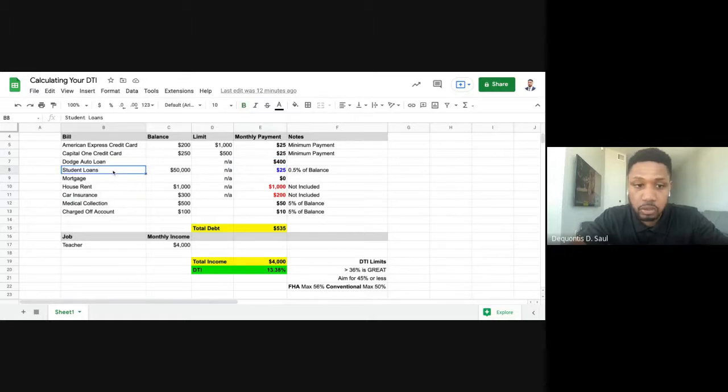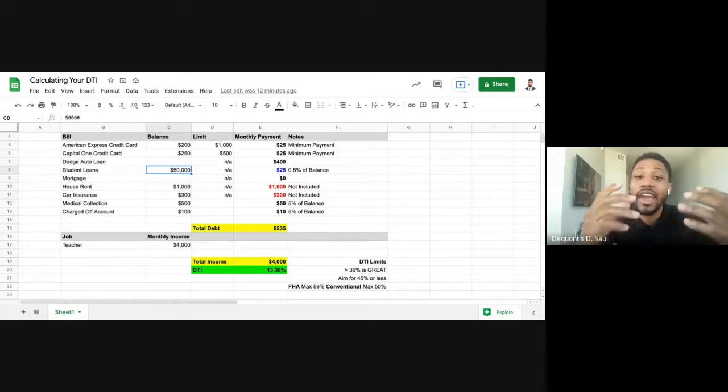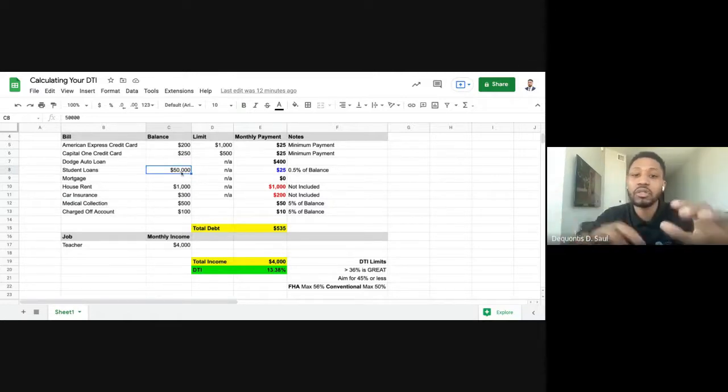Student loans are different. All the time I hear, "Hey D, I don't think I can get approved for a mortgage because I've got too many student loans." Well, they don't even look at the entire balance. In the FHA, they used to look at 1%. Now they look at 0.5% of your balance when calculating your DTI. They just changed this rule last year. So you multiply the balance of your student loans times 0.5%. In this case, a $50,000 student loan balance is only $25 getting included towards your DTI.